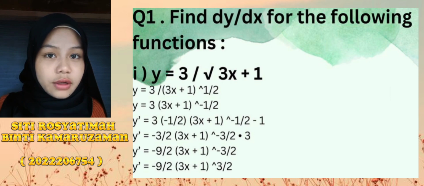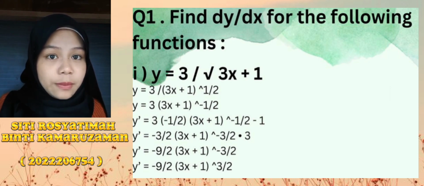Question number 1. Find dy/dx for the following functions. For Roman 1, y equal to 3 over square root of 3x plus 1. For this question, we use chain rule. First, change the square root to the power and bring the denominator above. So, y equal to 3 bracket 3x plus 1 power of negative half.